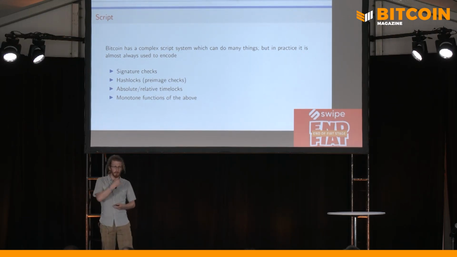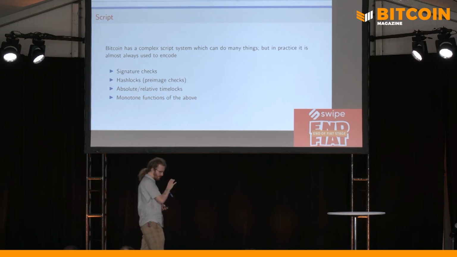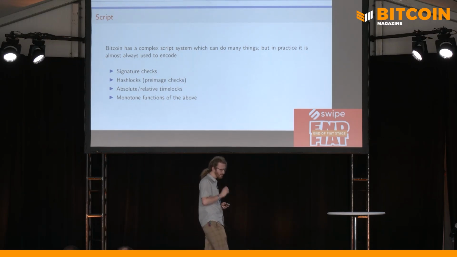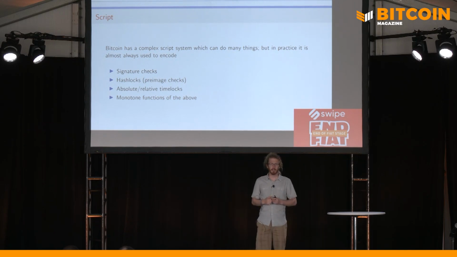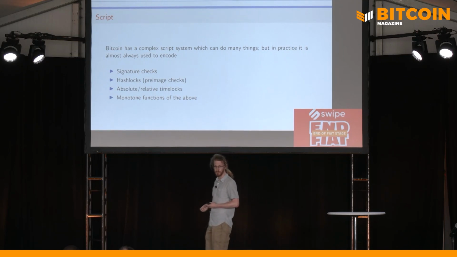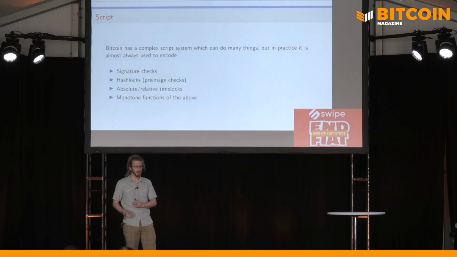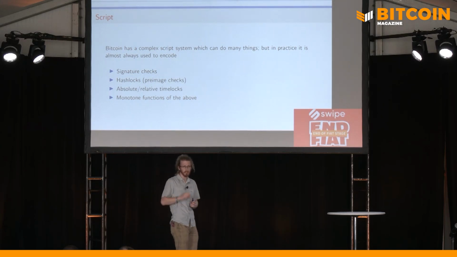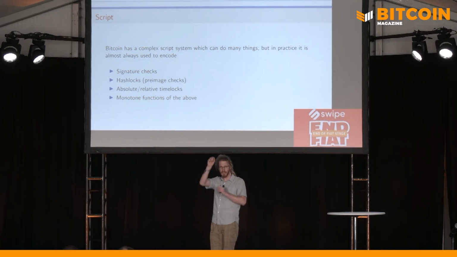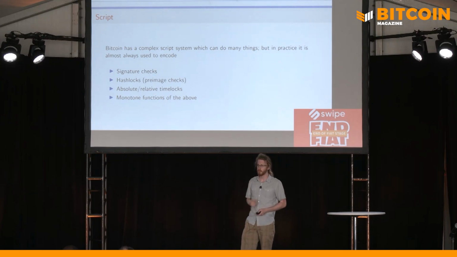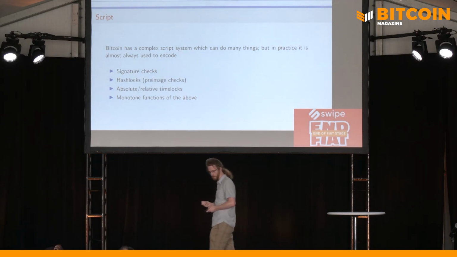And then finally, I have this point, monotone function of the above, and that's a bit of a technical term. It's actually fairly straightforward. What it means is you can have ands and ors of all of the above. You have these three kinds of checks, and you can combine them. You can say you have to do these checks and these checks. You can combine them saying you can do these checks or these checks and make kind of arbitrary trees of ands and ors and checks and stuff. And we'll see a couple pictures of this in a couple of slides.